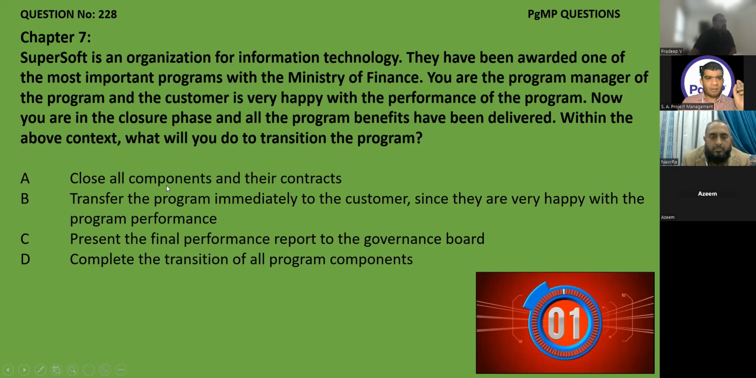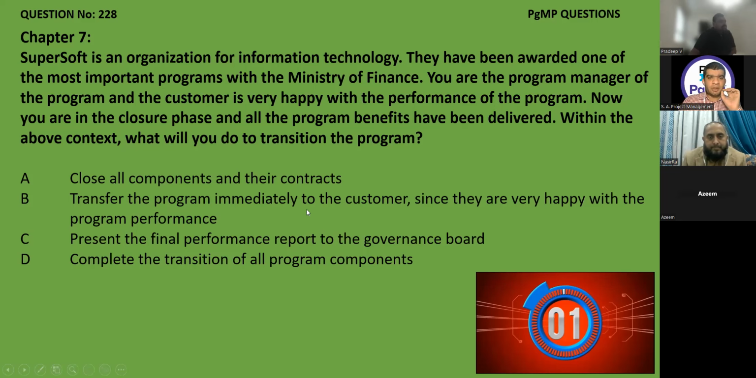Yes, sir. So Pradeep, why did you give option A? I think after thinking, I feel like C would be better, but I thought benefits have been realized. Yes, now you are in the closure phase. What does it mean? Your program delivery phase is closed. It means you have already finished all your components. So in the closure phase, the components cannot come. So A is eliminated. You cannot talk about the components in the closure phase. If the components are still open, it means you cannot close your delivery phase. Agree? Yes. So A is eliminated.